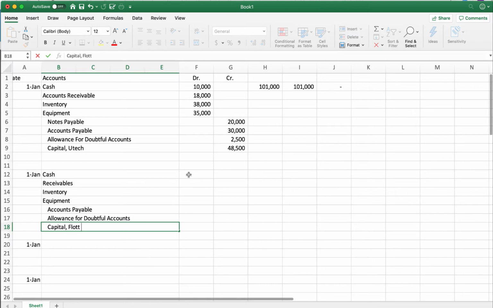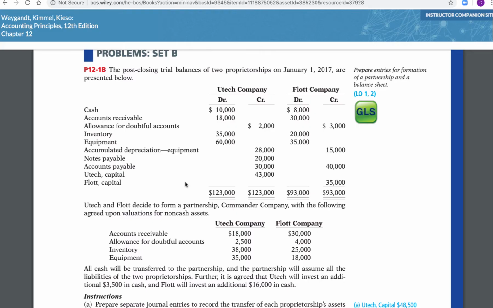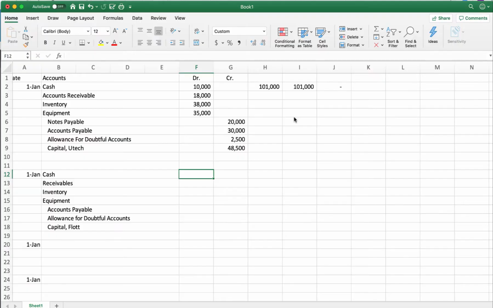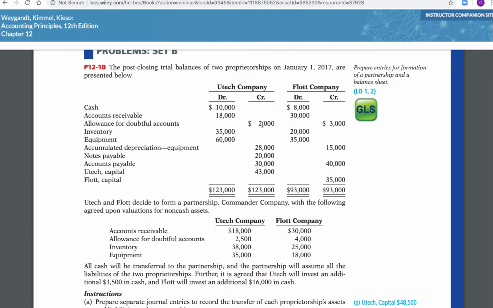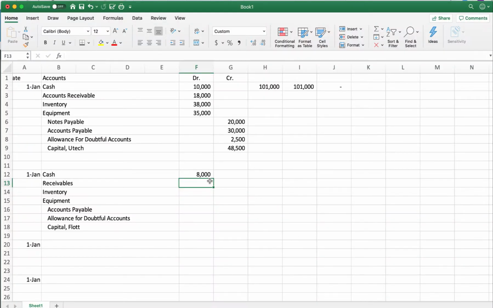Okay, super easy to do, right? So Float is putting all these assets in. What's the value of them? Well, let's go find out, right? Cash, they're contributing $8 grand. Well, that's easy. Okay. What about receivables? Well, they have receivables on the books for $30,000. If we look at the current valuation of that non-cash asset, they agree that it's 30 grand. So we need to journal that. Float is contributing $30,000 of receivables.